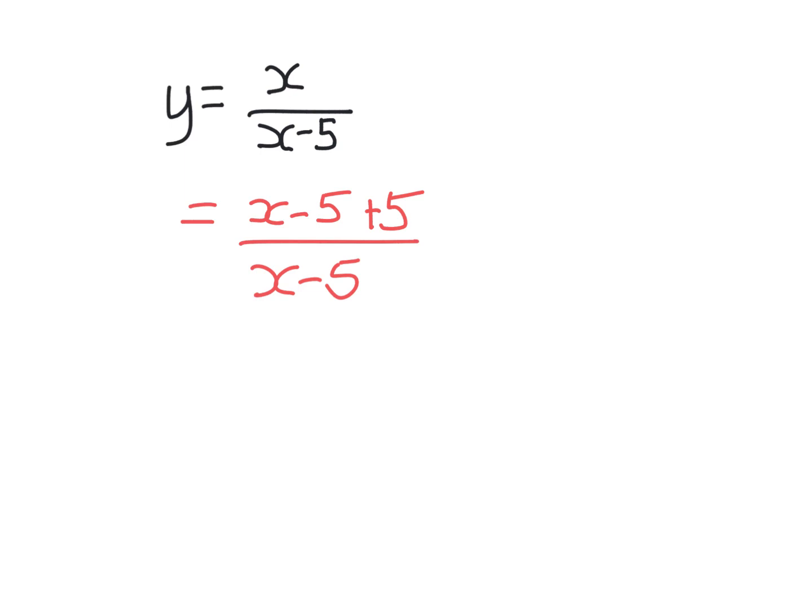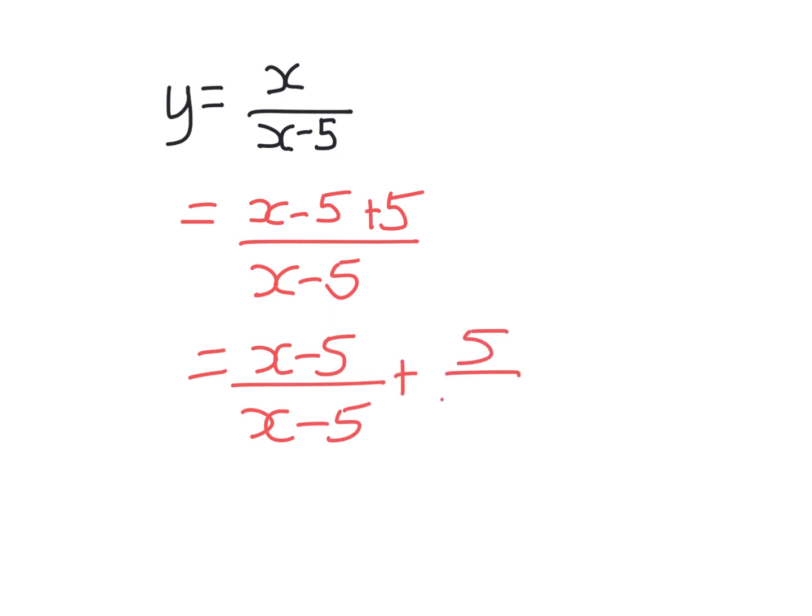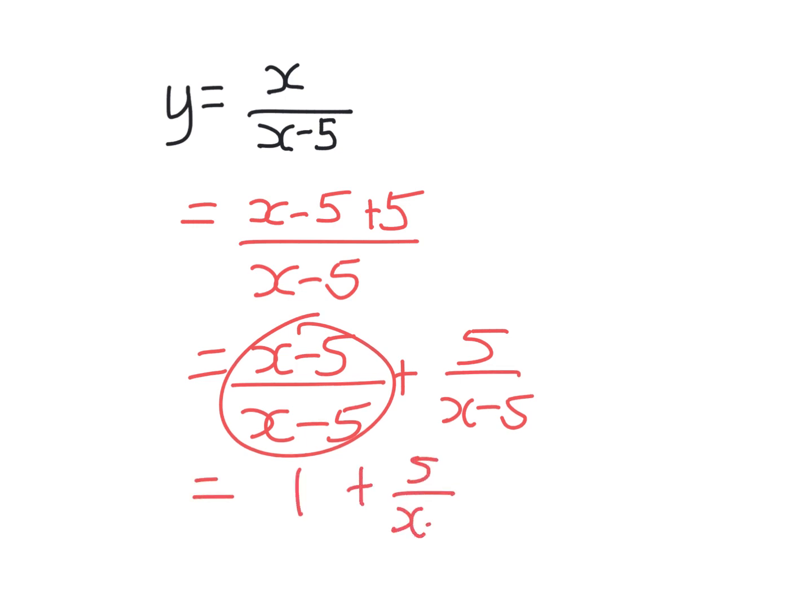So because of the way fractions work, I can split up this fraction into x minus 5 over x minus 5, which is just 1. So what I have here, I have this thing which is 1 plus 5 over x minus 5. So this equation here is the right form for a hyperbola. So this would have asymptotes at x equals 5 and y equals 1. So I just wanted to show you that the equation of a hyperbola is sometimes written a bit differently.